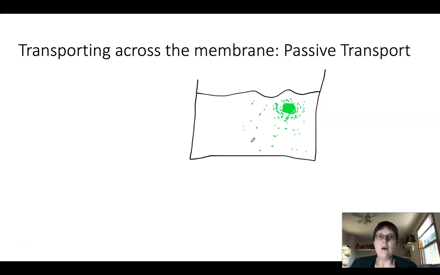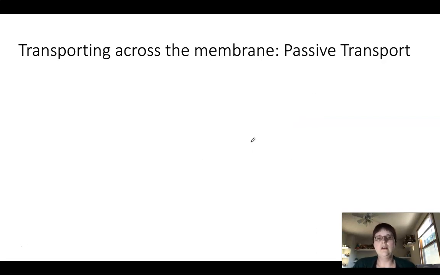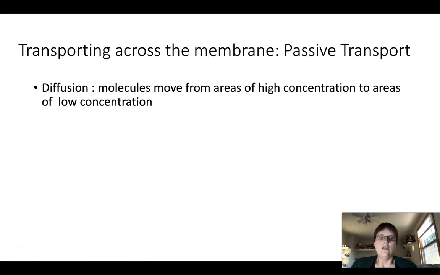Okay? Now, molecules always want to move in a specific way, though. So the way we're talking about as far as passive transport, what I just drew with that dye in a cup, is what we call diffusion. So in diffusion, molecules are going to move, but they're going to move on their own. They're not going to need any energy. They just kind of jiggle their way around.